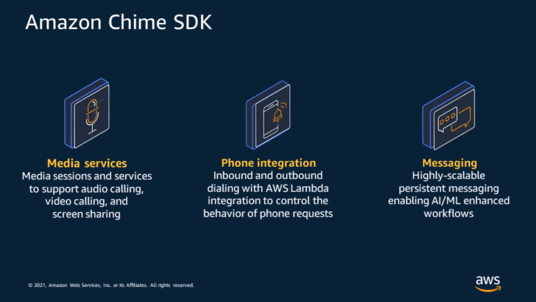The Amazon Chime SDK is broken down into three main capabilities. Media services enable developers to add audio, video, and screen sharing to their own applications. Phone integration enables inbound and outbound dialing with AWS Lambda integration to control the behavior of phone requests. Messaging, the primary focus of today's session, is highly scalable, persistent messaging that enables AI, ML enhanced workloads. Each of these capabilities can be used separately or together to build communication capabilities into your applications.